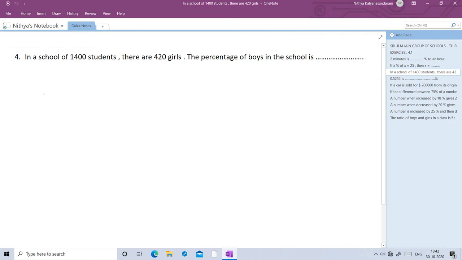Fourth question. In a school of 1400 students, there are 420 girls. Then percentage of boys in the school is dash. So here we want to find out the percentage of boys. So the only given information is total number of students in the school is 1400. The number of girls is 420.